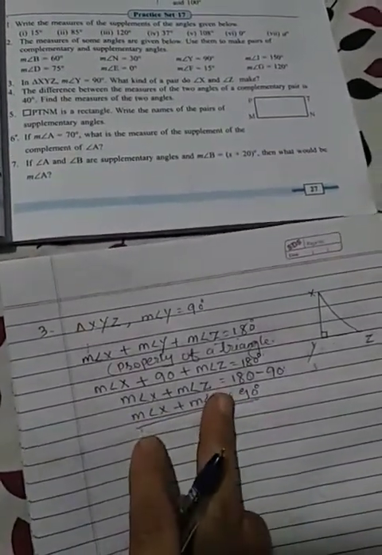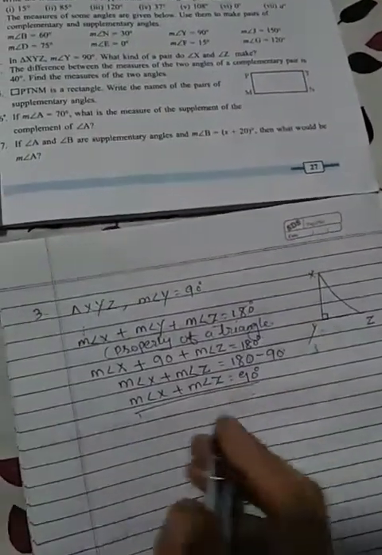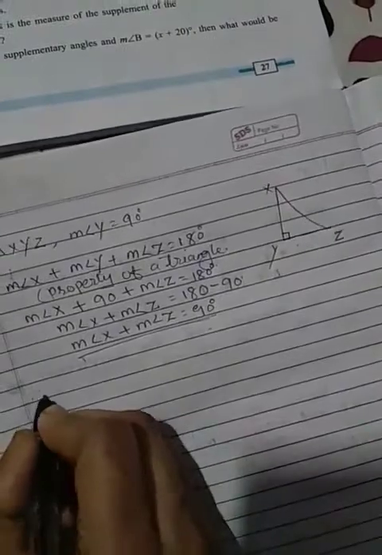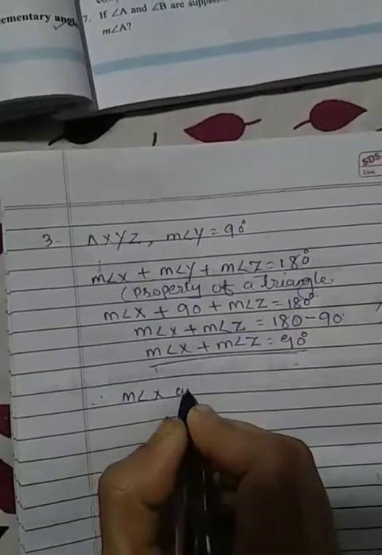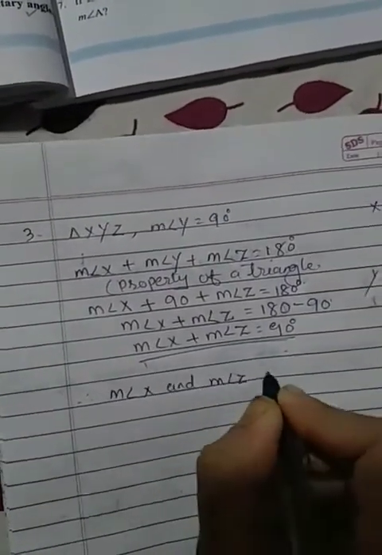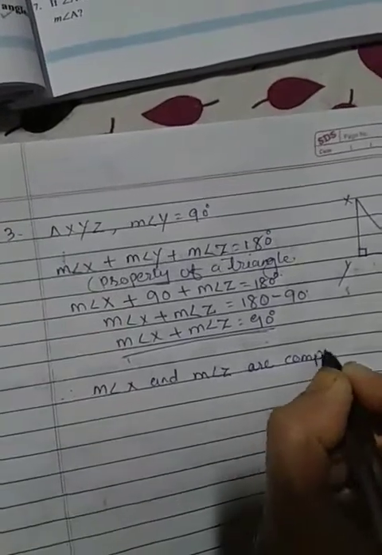The sum of the measures of two angles is 90 degrees. It means it is which kind of pair? Sum of two angles being 90 degrees is complementary. We have just read this. दो एंगल का मेजर जब 90 डिग्री है, it means this is a complementary angle. So at the end you have to write, therefore, measure of angle X and measure of angle Z are complementary angles.